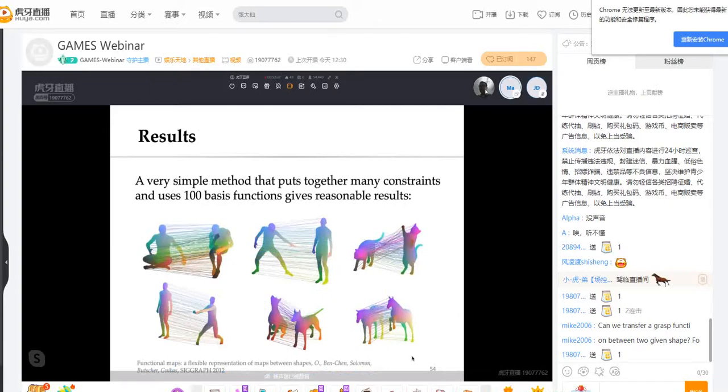But just to give examples, these are the kind of correspondences that we can compute fully automatically without any landmarks that are given. So these are the kind of point-to-point maps that we can get.